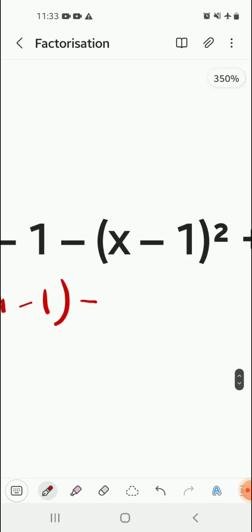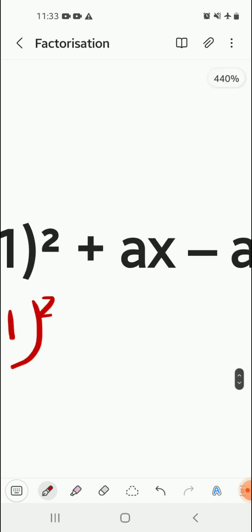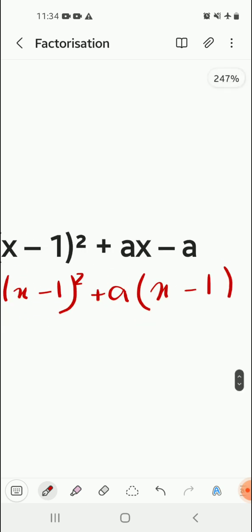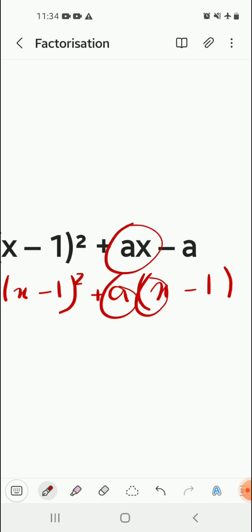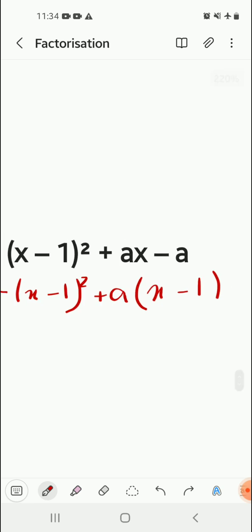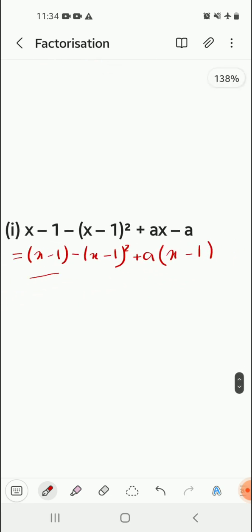So we have got minus x minus 1 whole square, plus from here we will take one as common, that is a, and we will write x minus 1, because a into x is ax and a into minus 1 is minus a. So this is done. After this, we've already got x minus 1 as a common factor. So we will take this x minus 1 as a common factor over here, and we are going to write it in this manner.